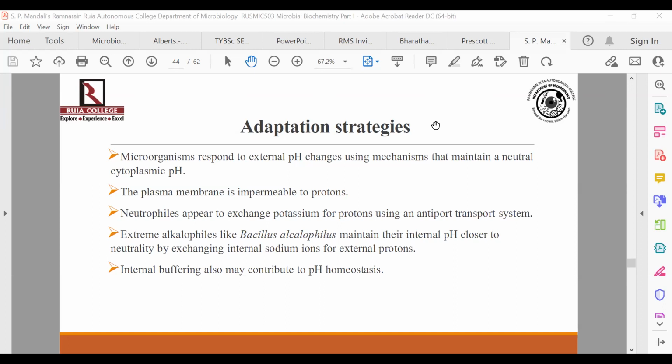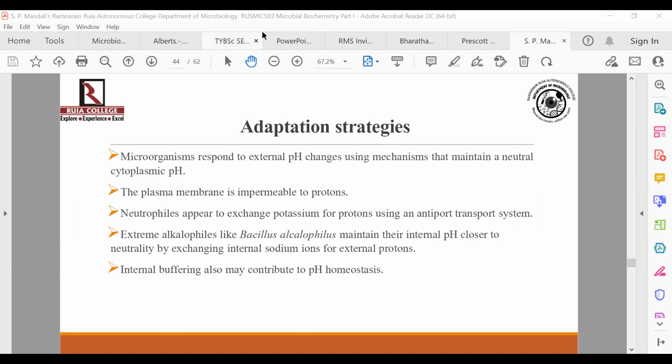Now, most of the organisms see to it that their plasma membrane is not easily permeable to protons. It might be impermeable to protons or very slightly permeable, so that if there are excess protons outside the cell, they should not be able to enter the cell and affect the cytoplasmic pH. So normally the cell membranes are not very permeable to protons.